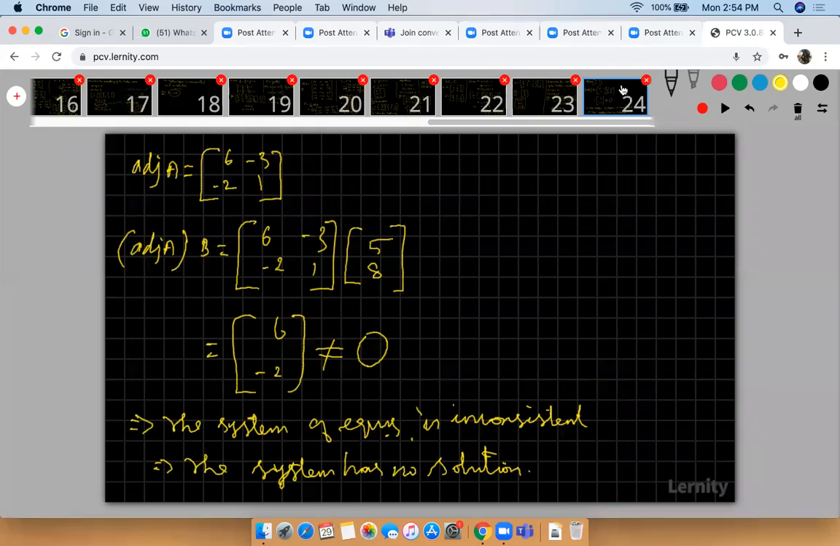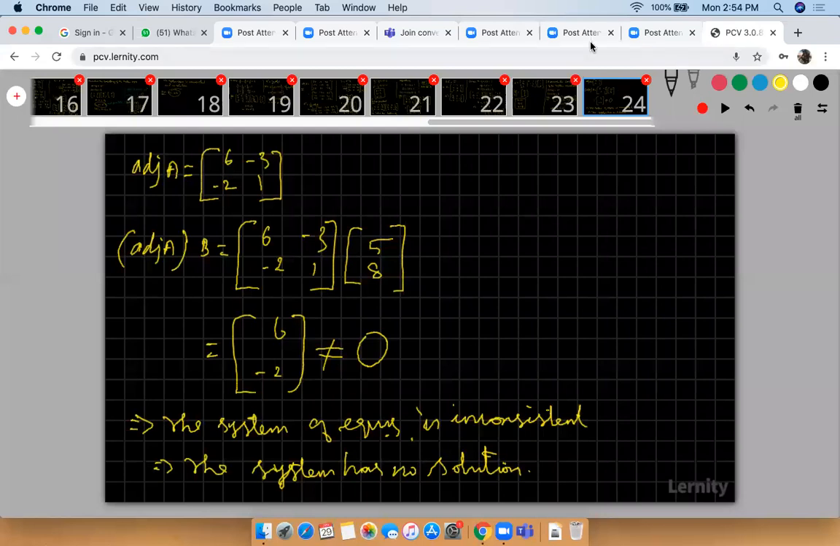Okay, so I hope that you can easily understand solving systems of equations in 2 cross 2 and 3 cross 3. I hope you can easily work out the problems and find the solutions. Okay, right, we'll discuss one more problem.